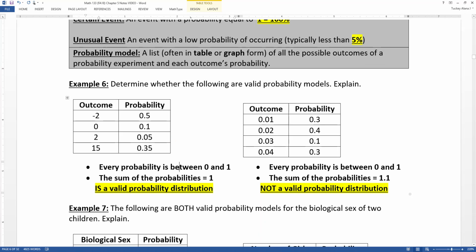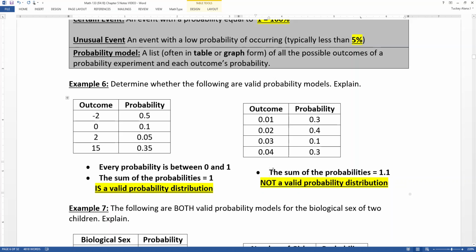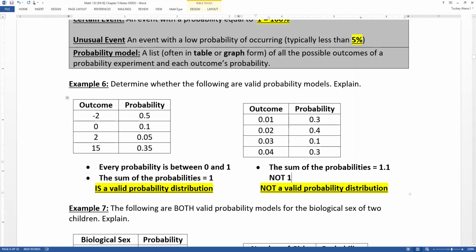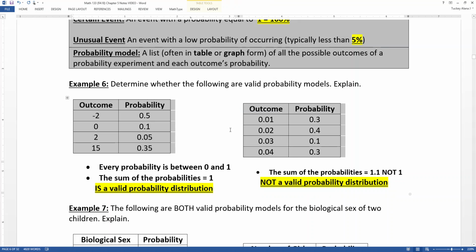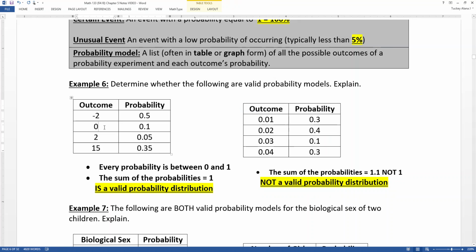There, and I just typed all that up for you. So every probability is between 0 and 1, and the sum of the probabilities is 1. So this one's valid. You don't actually need to mention the other probabilities. Once you have one of the things not working, then you know it's not valid. So the sum of probabilities is 1.1, which is not 1, which is what we want. And since it's not making 1, that's not a valid probability distribution. So you can see the one on the right is not, but the one on the left is a probability model. It's listing all the possible outcomes and their associated probabilities.